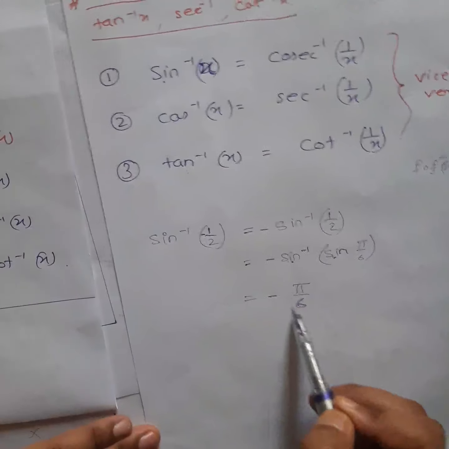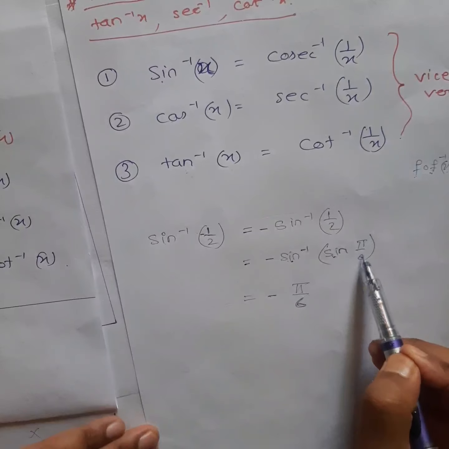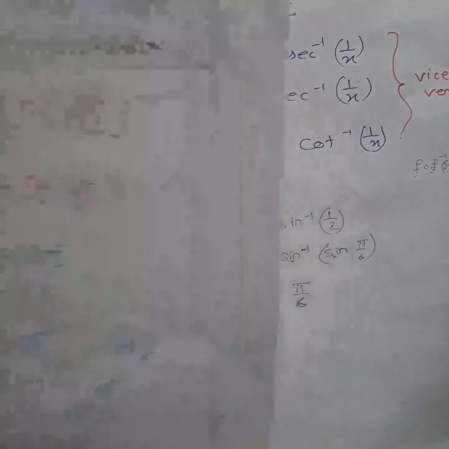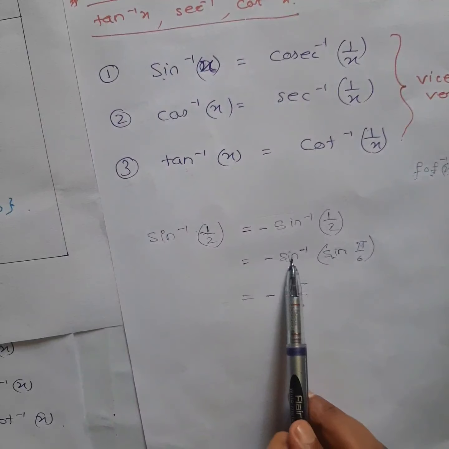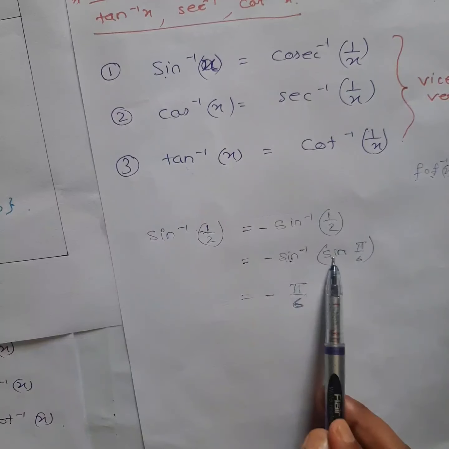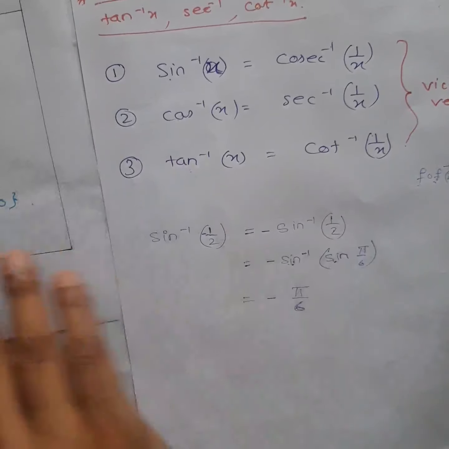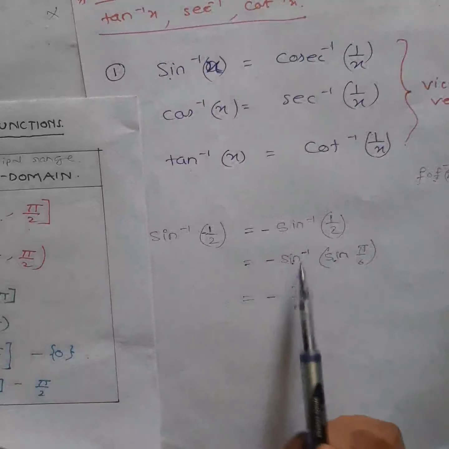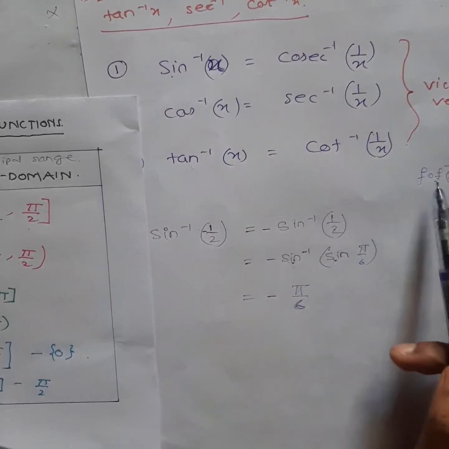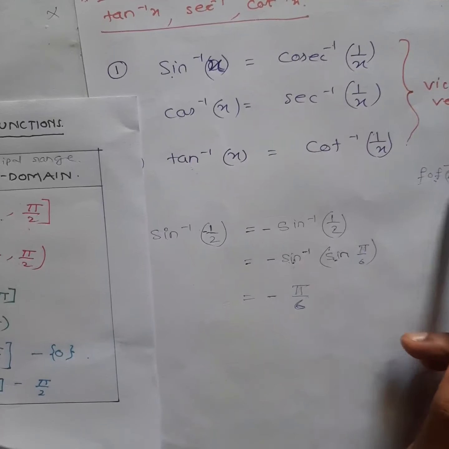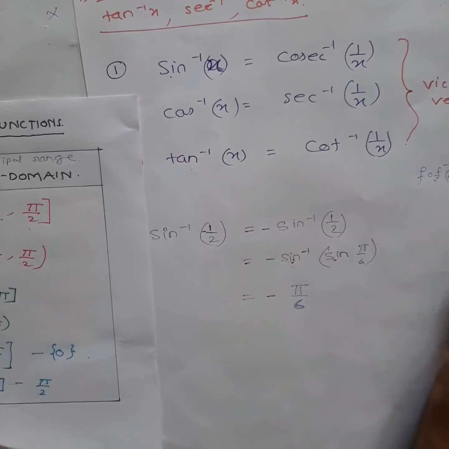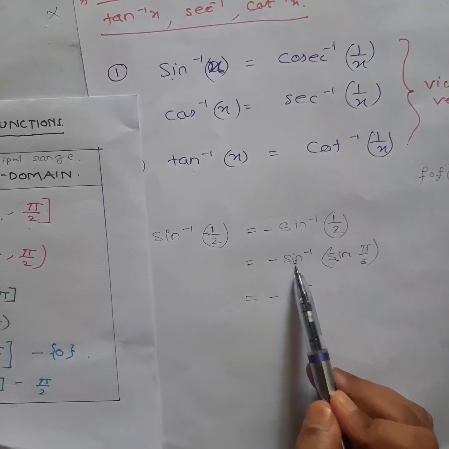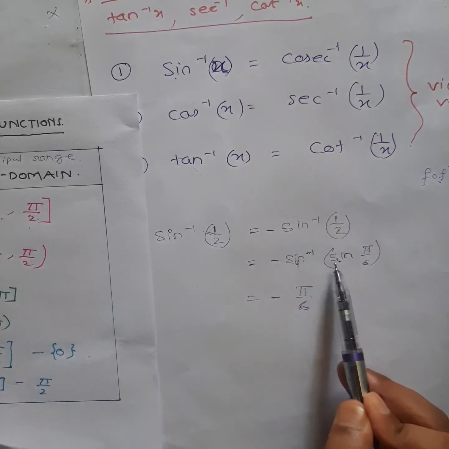After this you can write this one only if this pi by 6 which you are writing must lie within this range. Then only you understand that this will be the inverse function of this one. Otherwise, if this value does not lie in this range, then we know that this is not the inverse function of this one. If this is not the inverse function of this one, then it cannot be identity. It will not give you x, something else it will give. Okay, so since this lies in the range of this one, that's why this is the inverse function of this.